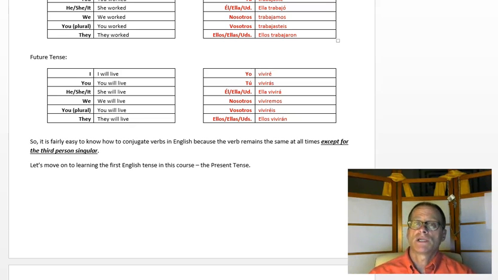But again, over in Spanish, the verb changes for each person. Viviré, vivirás. Ella vivirá, viviremos, viviréis, and ellos vivirán.